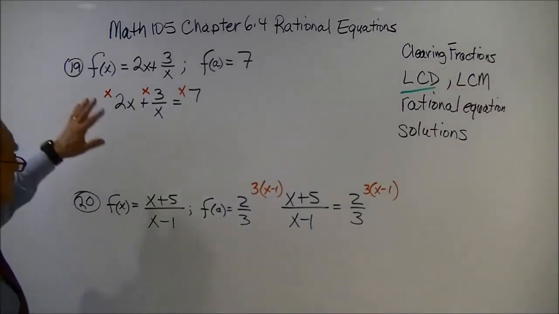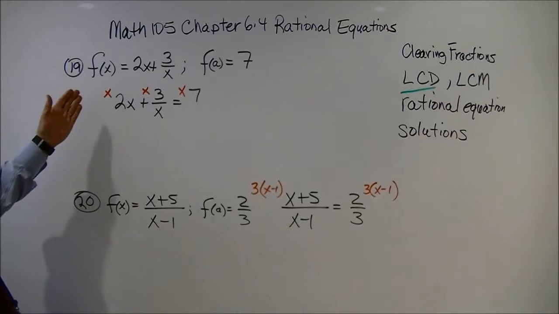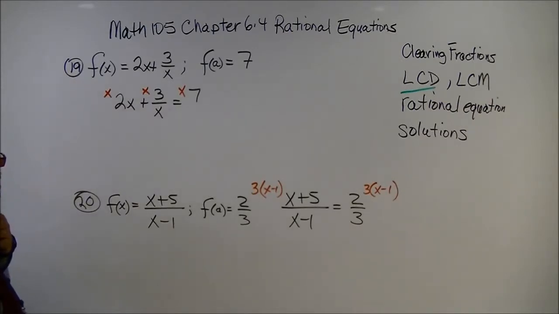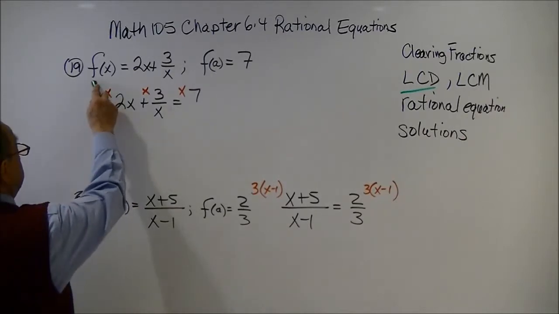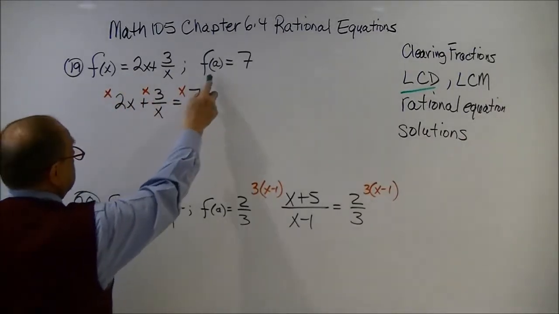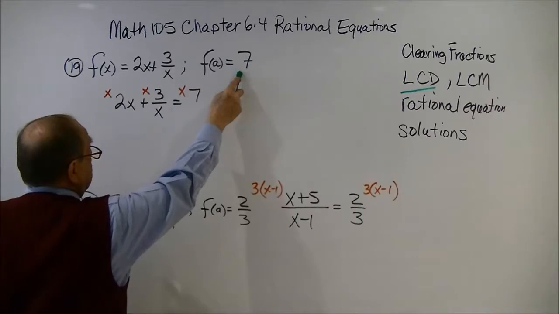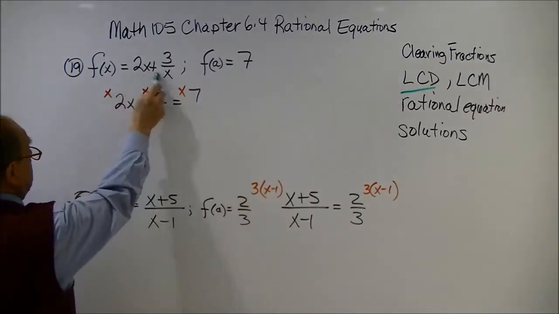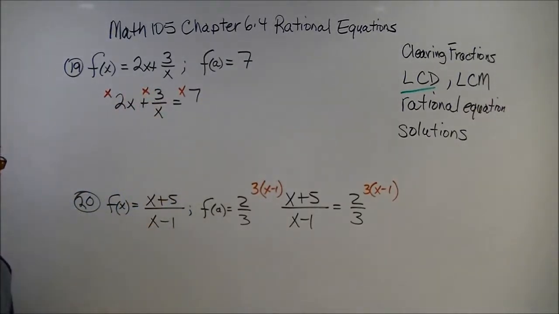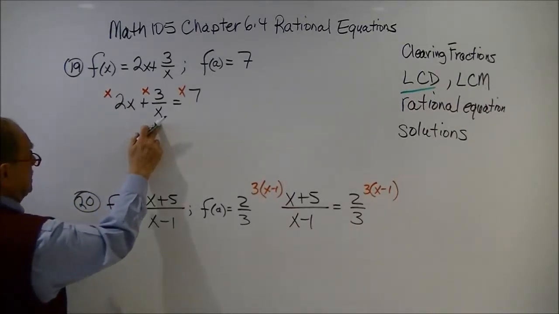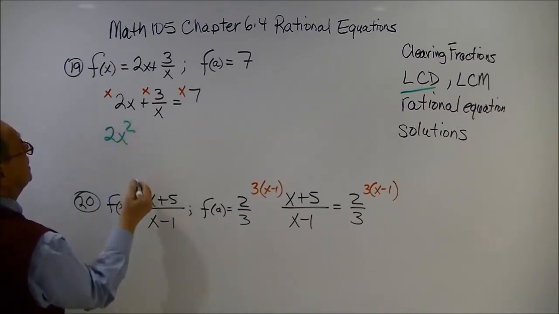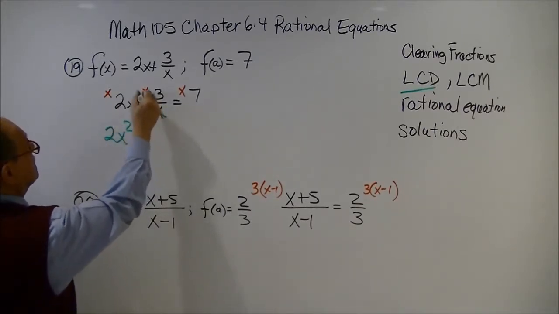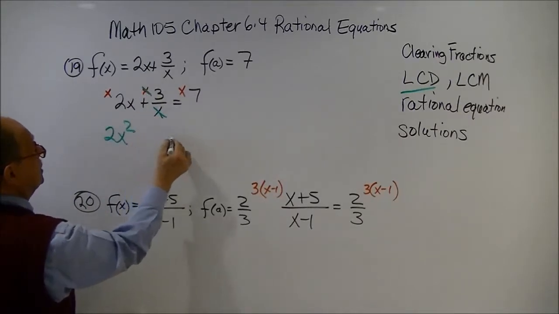Okay, for the last two that we're going to do, they're introducing function notation again. And in function notation, they're saying this function is in a sense equal to this. So we just set it up as a basic equation. And our common denominator is x. So here we get 2x squared. Here the x's cancel out, plus 3.